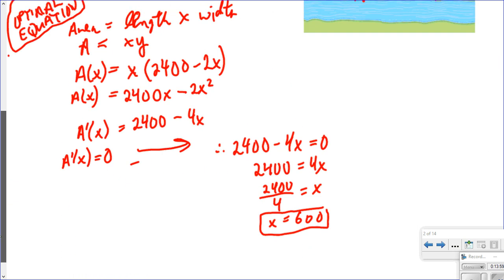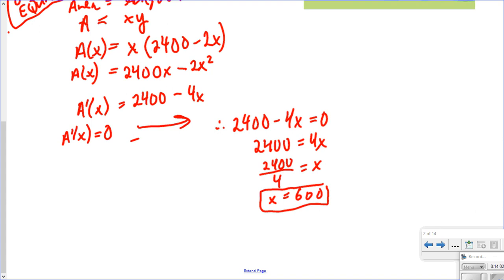So if my pen is 600 feet wide, what would the y value be? Can I use my equation, 2400 minus 2x? I think I would get a y of 1200.